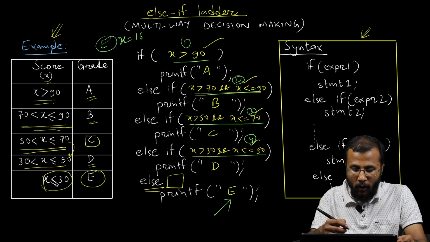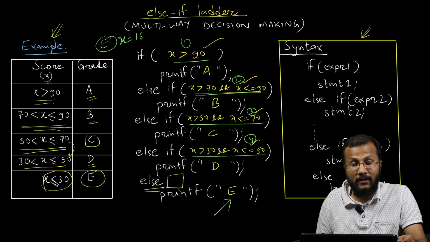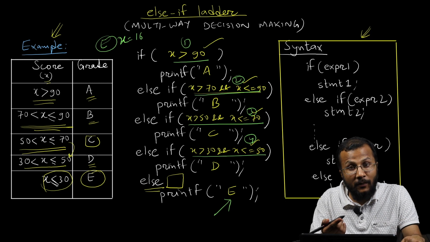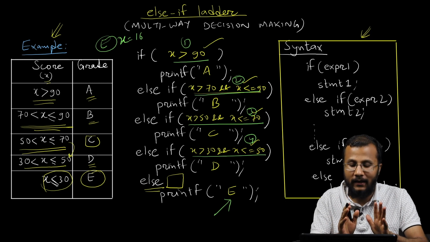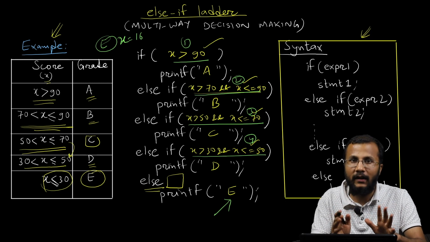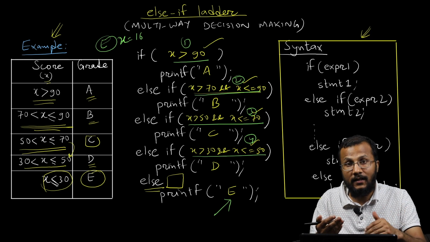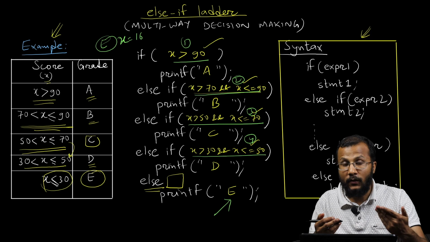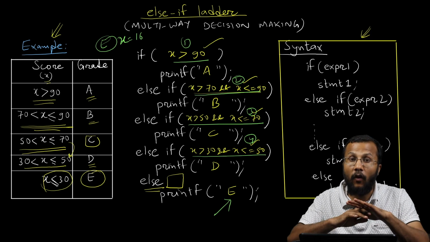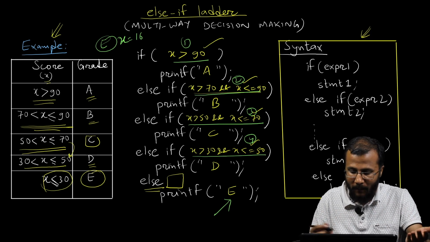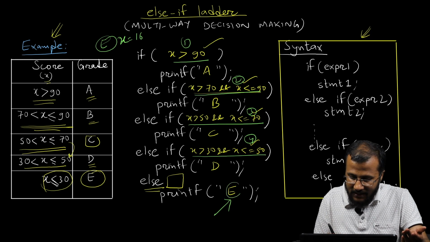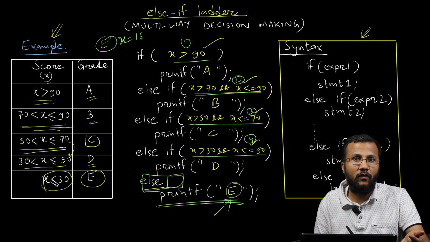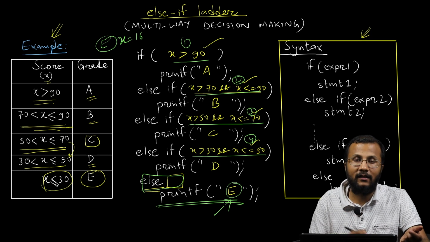It will go from top to bottom by evaluating the expressions one by one. If the expression is true, the corresponding true statement is evaluated and you stop the else if ladder there itself. If the condition becomes false, go and check the next condition. Keep on doing that until you reach the last condition. By default, if none of the conditions match, the last statement inside the last else would be printed. This is how else if ladder works.